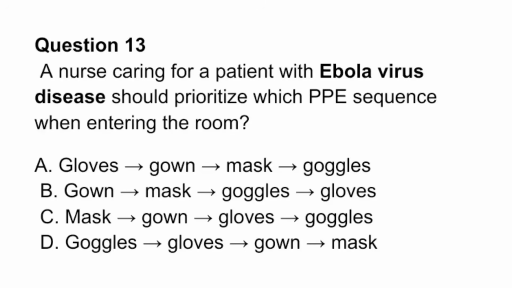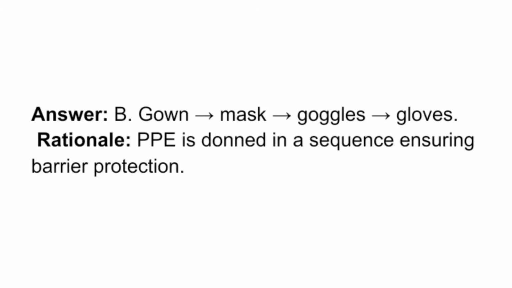Question 13. A nurse caring for a patient with Ebola virus disease should prioritize which PPE sequence when entering the room? A. Gloves, gown, mask, goggles. B. Gown, mask, goggles, gloves. C. Mask, gown, gloves, goggles. Or D. Goggles, gloves, gown, mask. Answer: B. Gown, mask, goggles, gloves. Rationale: PPE is donned in a sequence ensuring barrier protection.